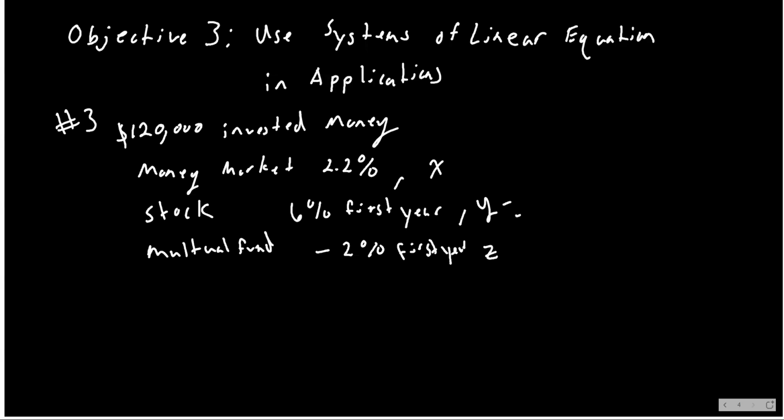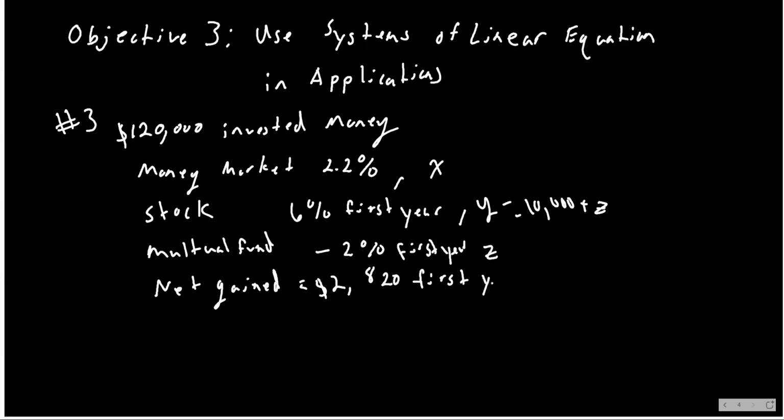So that means stock would be 10,000 plus whatever. Oh my goodness, I got to write this correctly. So he put $10,000 more in the stock than he did in the mutual fund. And his net gain was $2,820 in the first year. He gained money. Net is a gain. Determine the amount invested in each account.